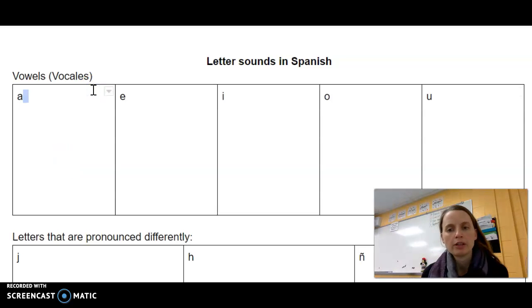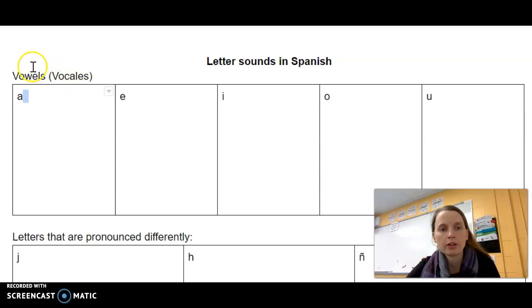We're going to talk about the different letter sounds in Spanish. A lot of sounds the letters make in Spanish are the same or similar to English. The ones we're going to focus on today are different than English. They have their own distinct sound, okay? So we're going to start with our vowels, or in español, los vocales.